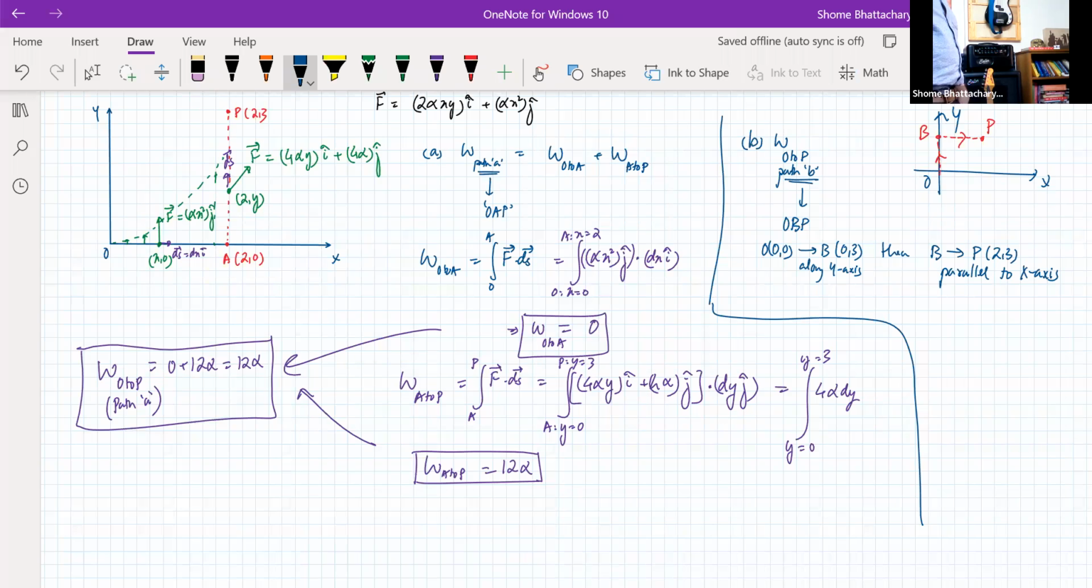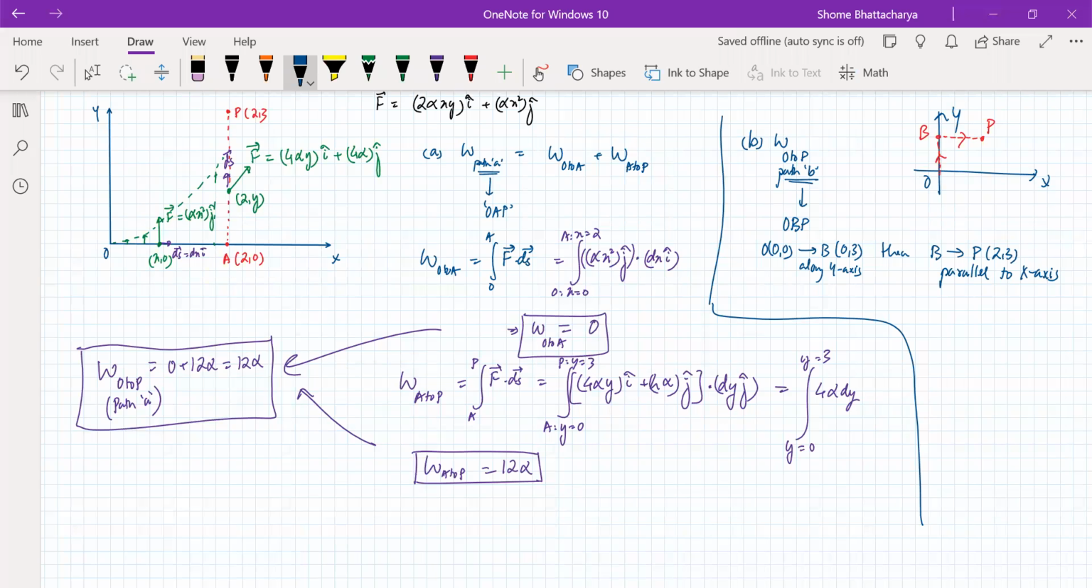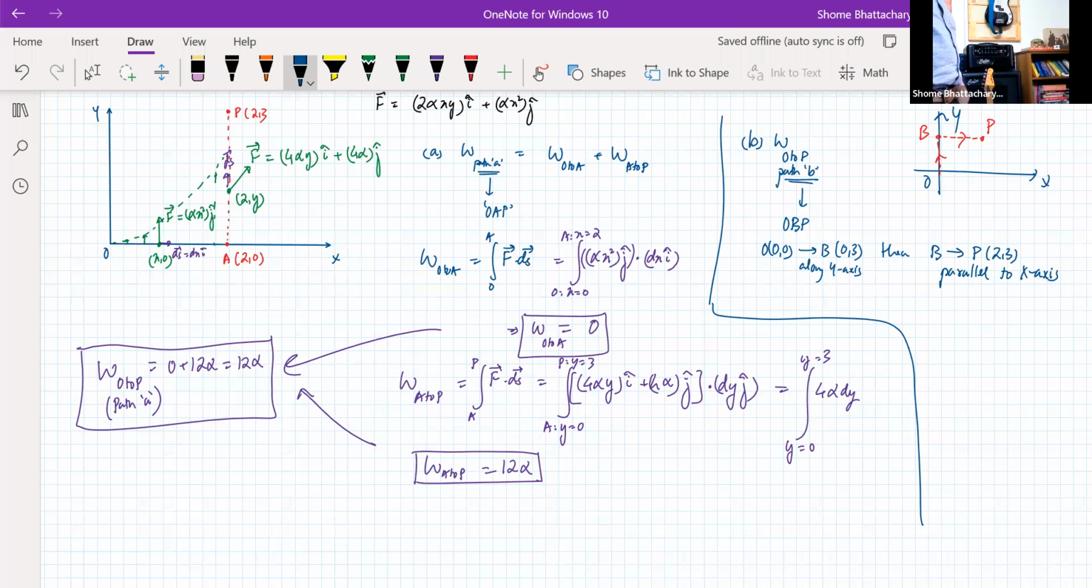X axis पे कोई भी point का y coordinate कितना होता है बेटा? 0 होता है ना? Y equal to 0. Yes, sir. So now substitute that in the formula of force. So when you put y equal to 0 in the force, what you are getting for force? Alpha x square, no? J cap. Oh, okay. Got it, sir.